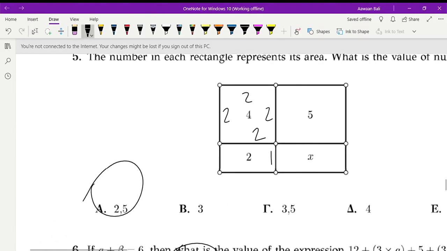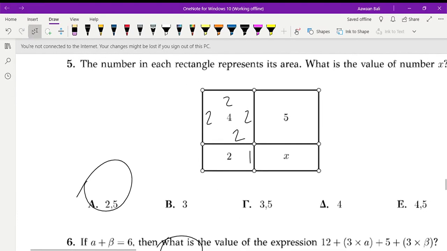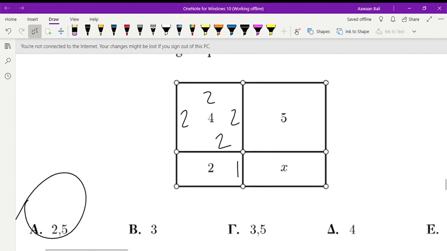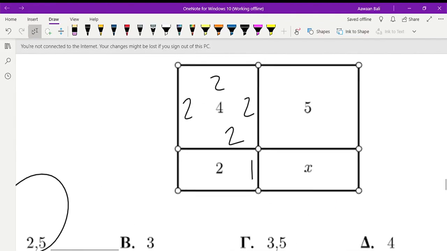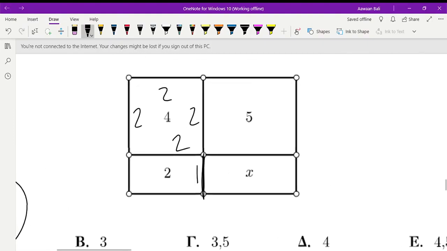If I'm wrong for any of these things, you can tell me, but I'm pretty sure that this is the option. So yeah, 2, 2, 2. We can say this is 2, and since this rectangle, the small rectangle here, is also sharing the side of 2, 2 divided by 2 is 1. So we know the width or the breadth of the rectangle with x area is 1. It's 1. So now we look at this.